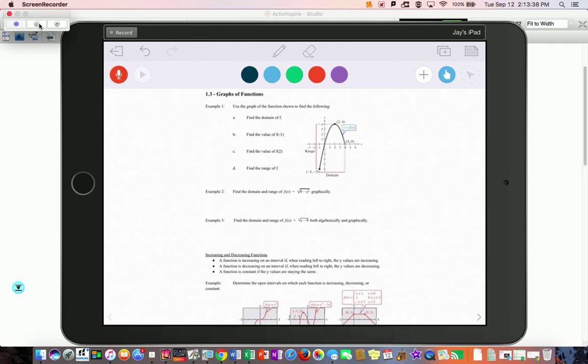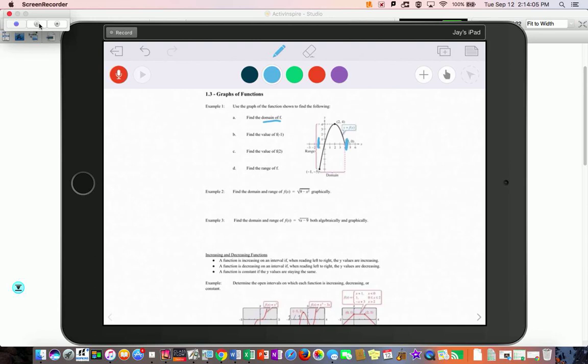The 1.3 lecture deals with two topics, basically range and domain, that are very important. So we start off by looking at a picture of a graph, kind of an upside down parabola. You'll notice they're asking us for the domain of f, so this function. And basically what you see is that the graph stops here and it stops here.